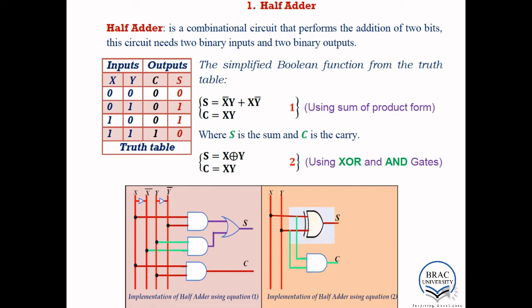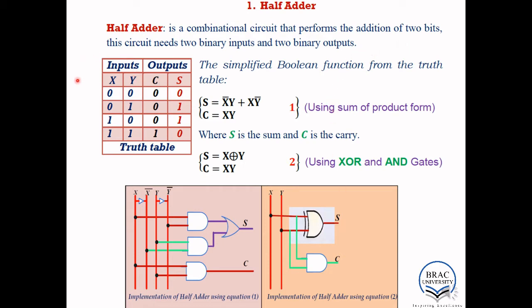Half adder. Let me use the laser pointer. A half adder is a combinational circuit that performs the addition of 2 bits. This circuit needs 2 binary inputs and 2 binary outputs. This is the typical circuit representation of a half adder. We have 2 inputs x and y, and 2 outputs sum and carry. So it can perform the addition of 2 bits.